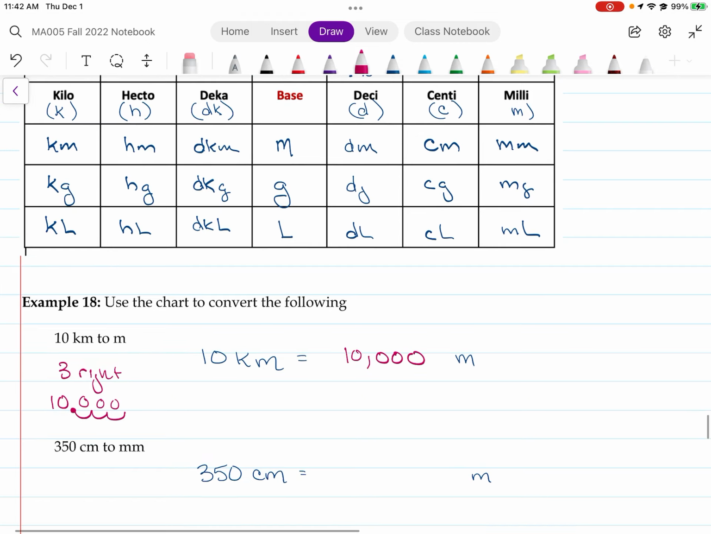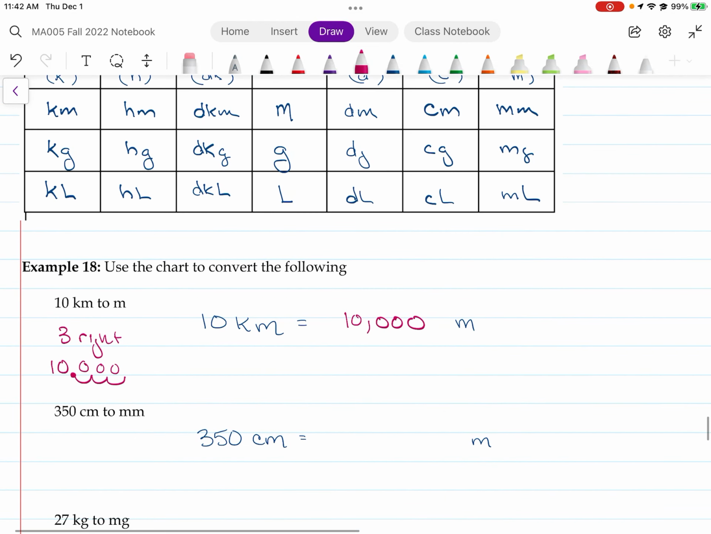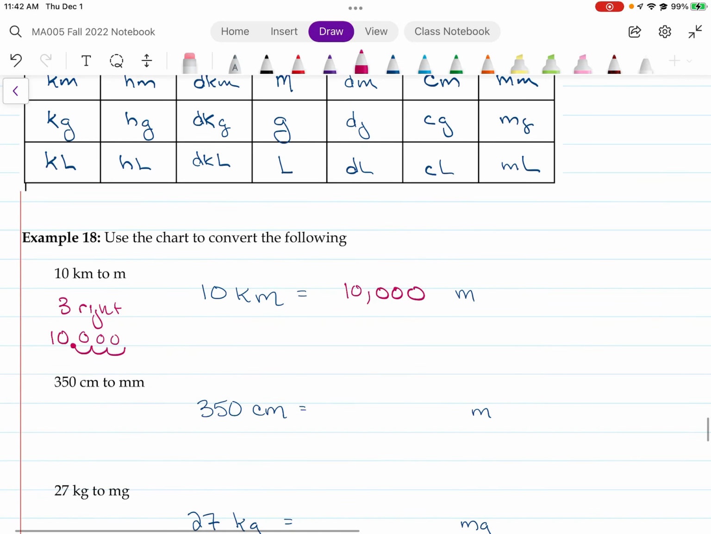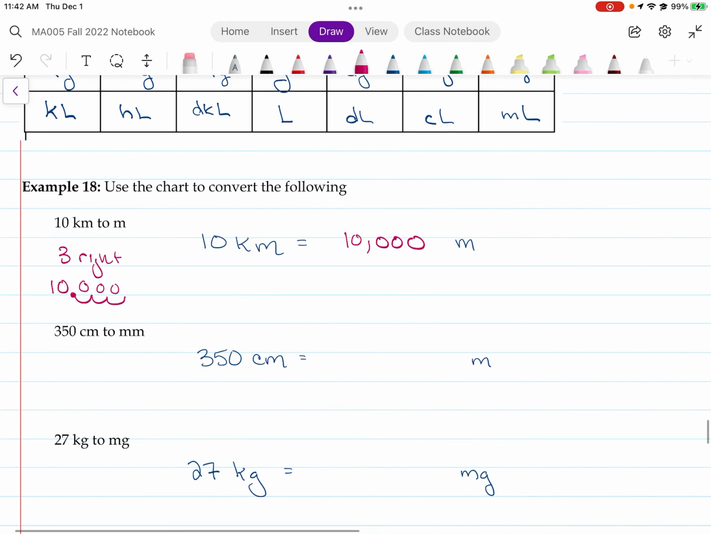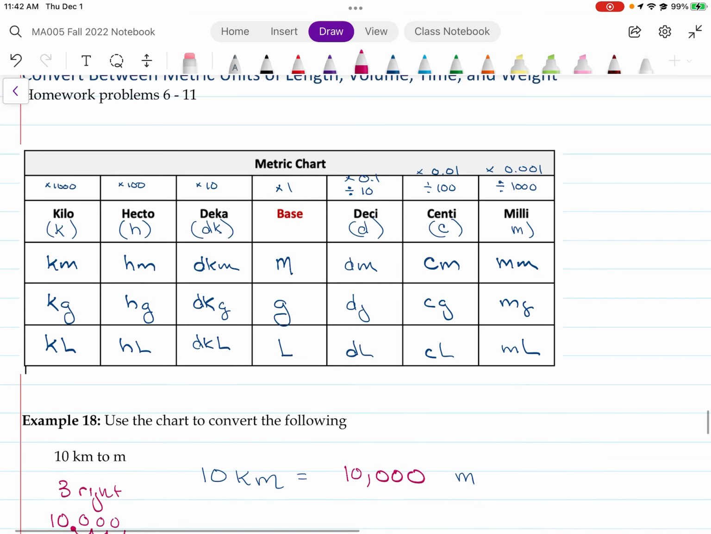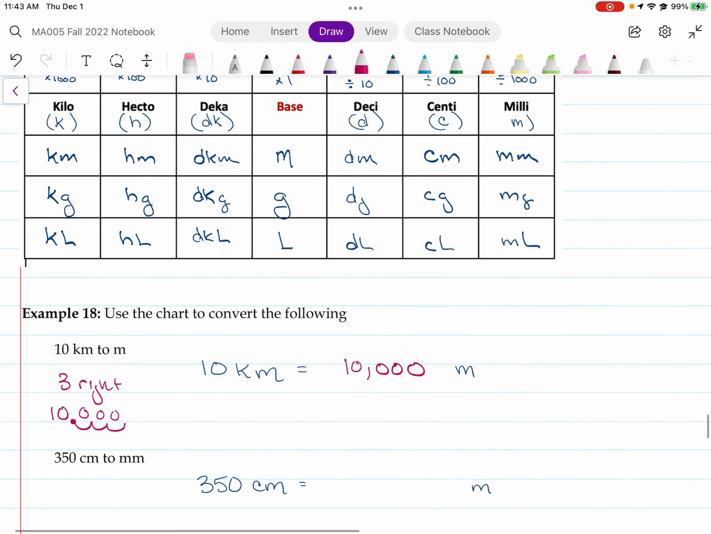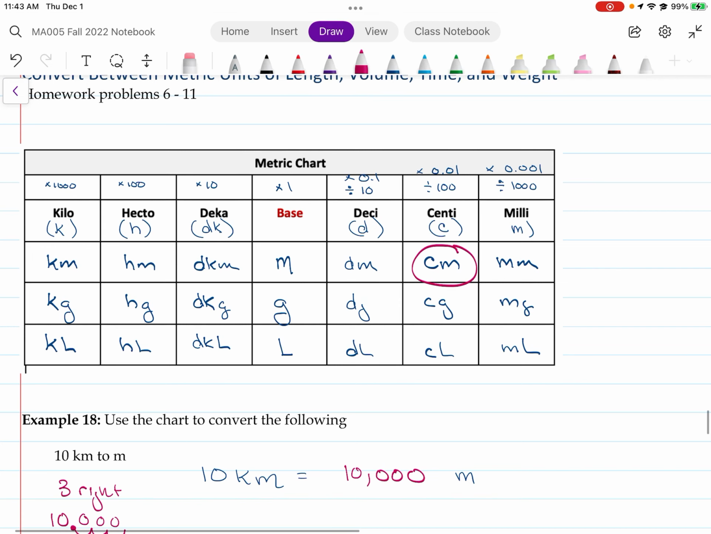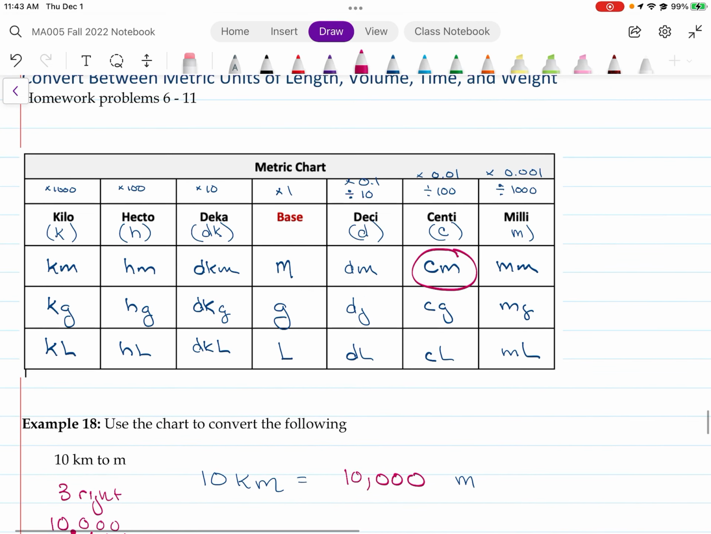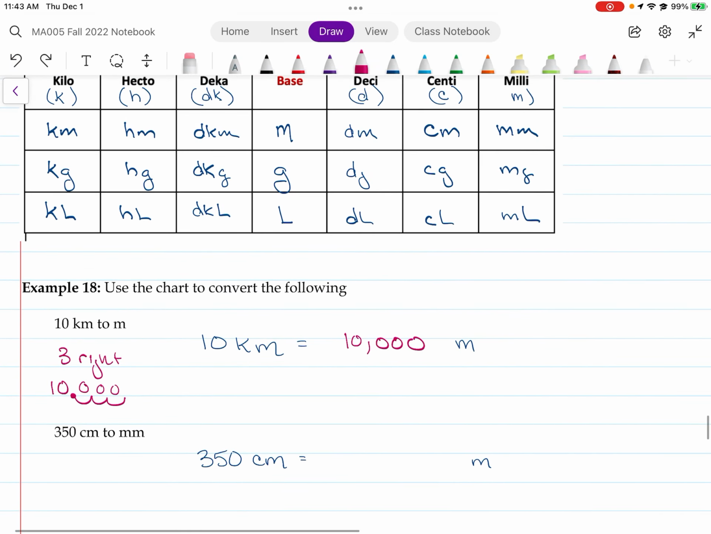See how many of these you can do on your own, because once you get that, you can do anything, right? So centimeters to millimeters. I'll do another one here. Centimeters is here, and we're going to millimeters, so that's here. 1 to the right.